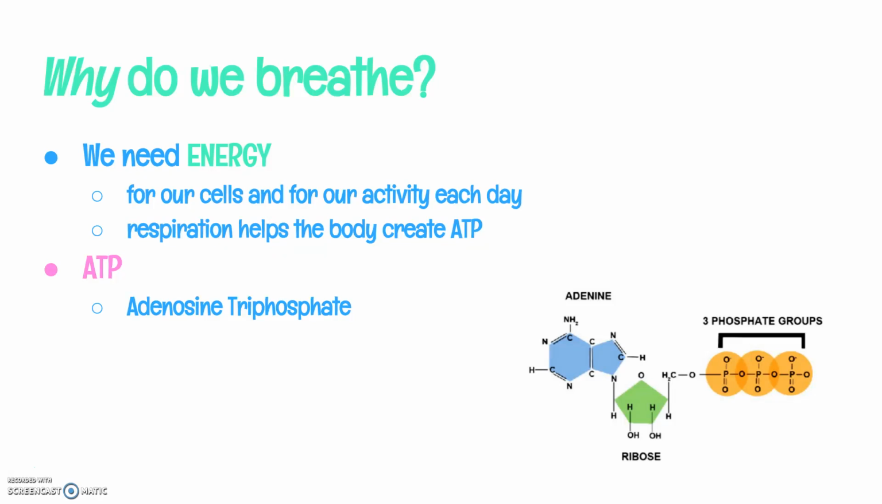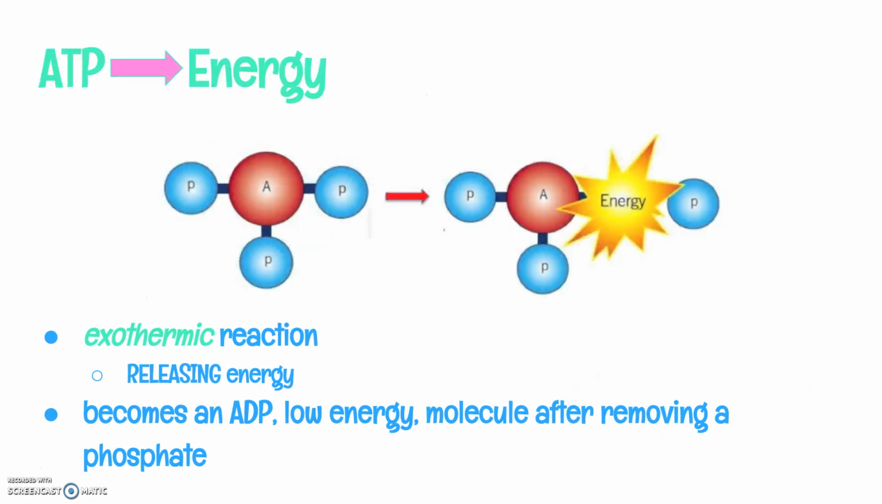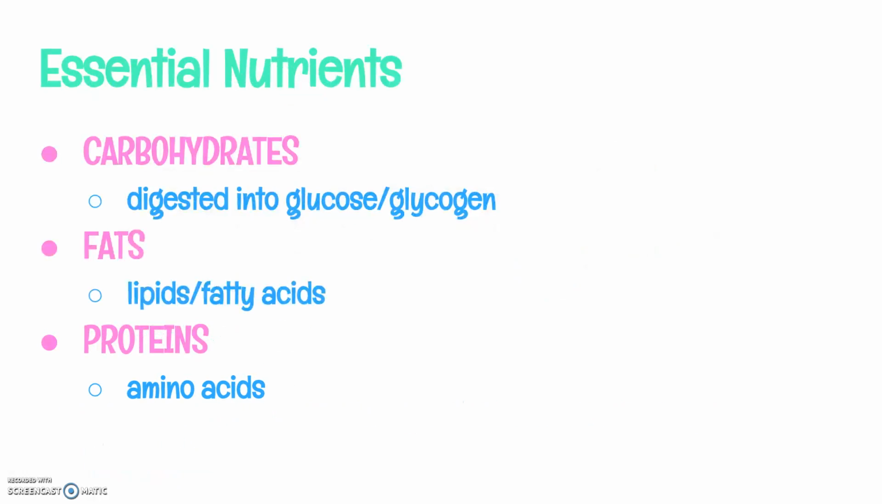And ATP, I'm sure that all of you know what this is, but it's basically energy. It stands for adenosine triphosphate, and the most important part of this is the 3 phosphate groups, because when it goes into energy, it breaks down and removes 1 phosphate, and that's like an exothermic reaction, just like releasing heat, but it's releasing energy instead. And this is where we get the energy from ATP. After that whole breakdown, it becomes an ADP low energy molecule after removing that phosphate.